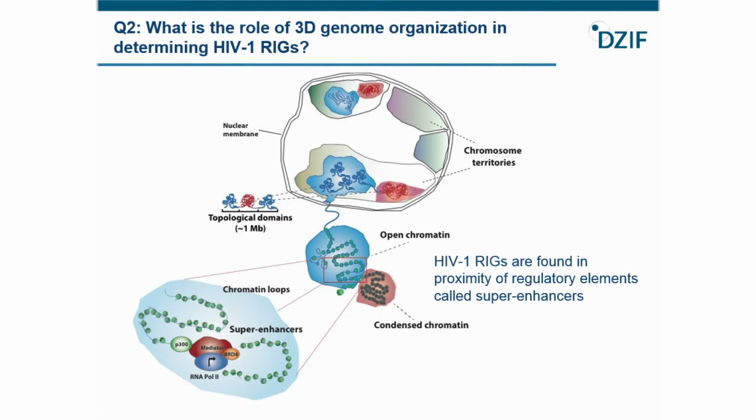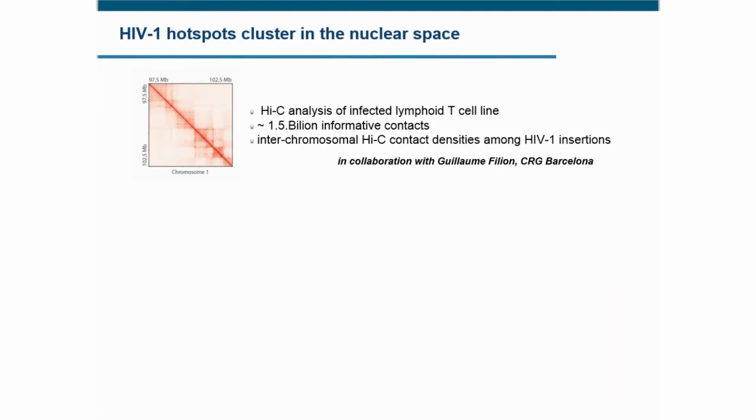So when we actually observe this, we then ask whether there is a specific structure, not only chromatin signature, but the structure of the genome which is involved here. And for that, I collaborated with Guillaume Filion from CRG in Barcelona, who did the Hi-C analysis on Jurkat cells. It was a very deep and detailed analysis, which actually allowed us to understand what are the contact maps between these insertion sites of HIV.